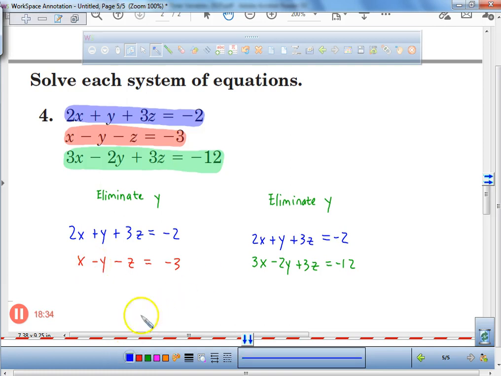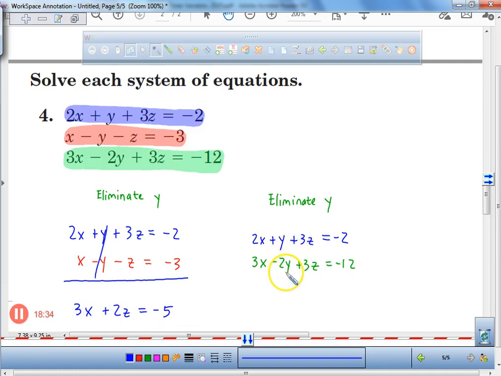So here's what I'd like you to do. We eliminate y here, we got to eliminate y here. So check it out. We're just going to add these equations together. What is 2x plus another x? Good. These y's eliminate. 3z minus a z is a total of 2z's. And -2 and -3 equal -5. There we have, now we're down to what? 2 variables.